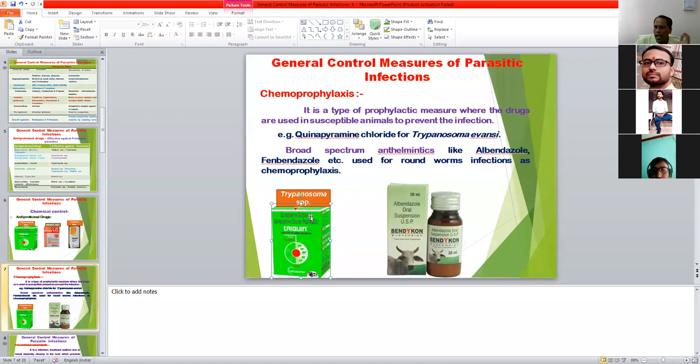So in case of Triquin, the 2 salts are used: quinapyramine sulfate acts as a curative drug to kill the Trypanosoma evansi parasite, and quinapyramine chloride acts as a preventing and prophylactic drug to prevent the occurrence of surra or Trypanosoma evansi infection up to 4 months. Another chemoprophylaxis drug is broad spectrum anthelmintics like albendazole, fenbendazole, used as a deworming to prevent the infection of various nematodes or roundworms. So these also act as chemoprophylaxis.